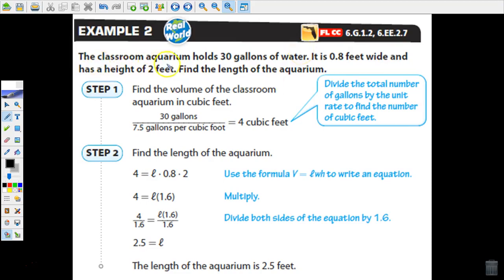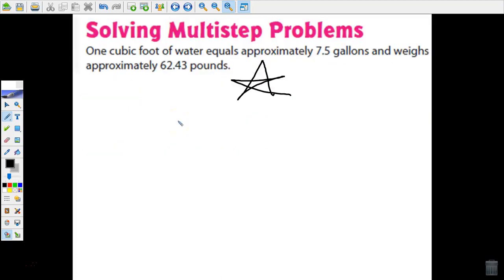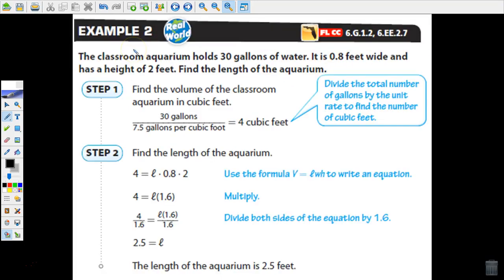So, the classroom aquarium holds 30 gallons of water. It is 0.8 feet wide and has a height of 2 feet. Find the length of the aquarium. So first, find the volume of the classroom aquarium in cubic feet. So now we need to divide this 30 gallons of water by the 7.5 gallons because it's 1 cubic foot. So we use the unit rate so we can find the number of cubic feet. 30 divided by 7.5 gets me 4 cubic feet, and now that's going to be my volume.